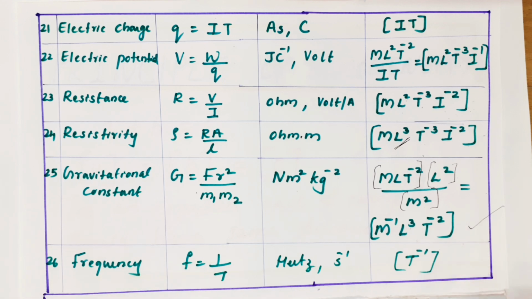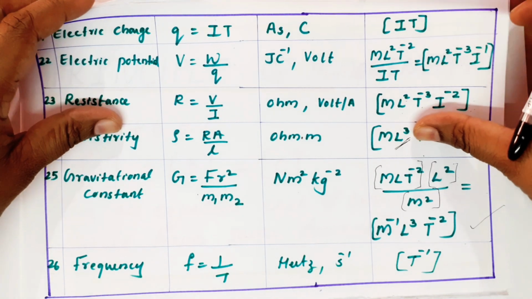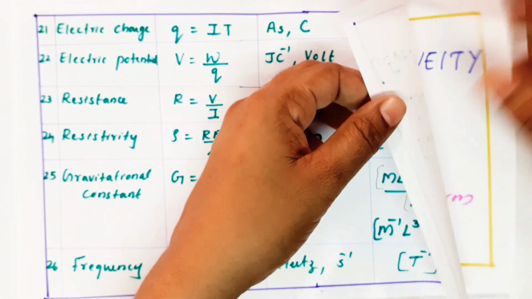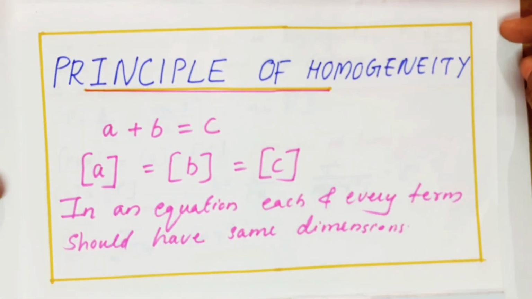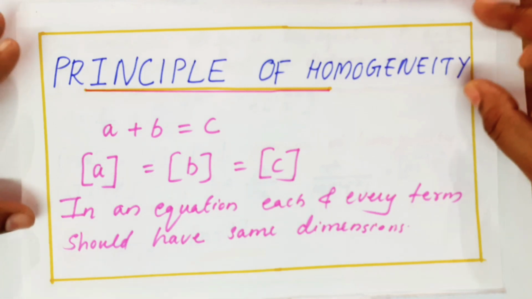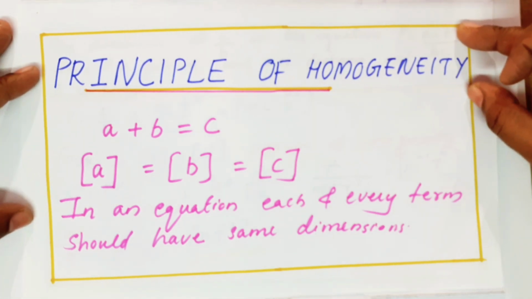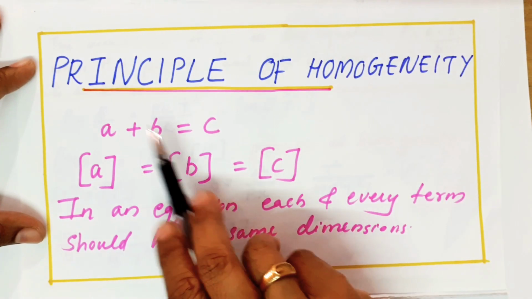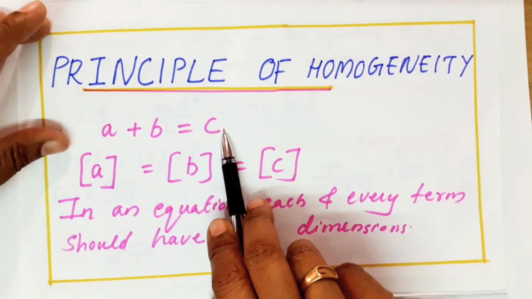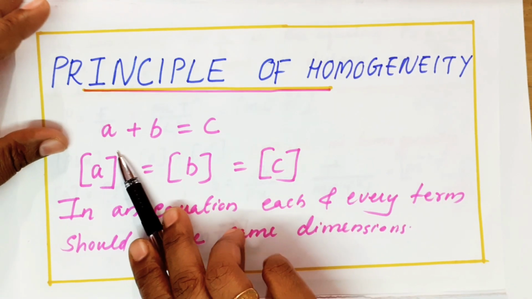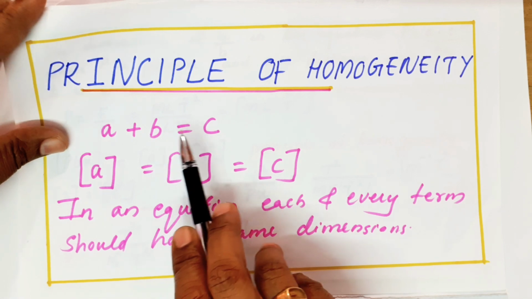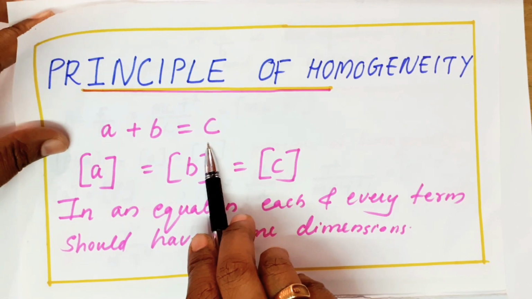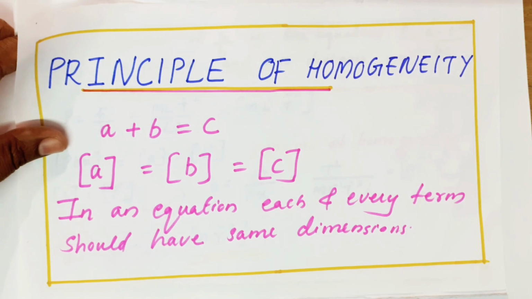So here I discussed some basic quantities. It means some basic dimensions only. With those dimensions, you can find out any dimensions. Before going for a numerical, you have to remember what is the principle of homogeneity. We are writing an equation A plus B equal to C. According to the principle of homogeneity, the dimension of A should be equal to the dimension of B, that should be equal to the dimension of C. So this principle is called the principle of homogeneity.